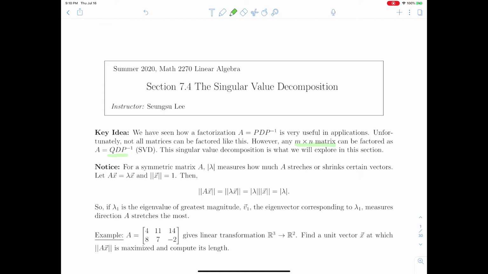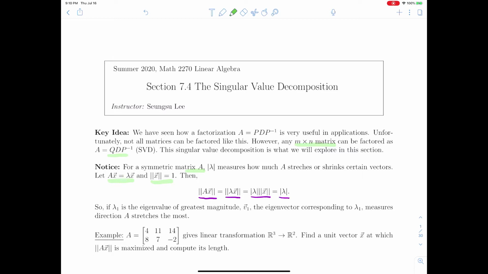So let us first see when A is a symmetric matrix. If A is a symmetric matrix, lambda is an eigenvalue of A, and x is an eigenvector corresponding to lambda with magnitude equal to 1, then the magnitude of A times x equals, by the definition of the eigenvector, the magnitude of lambda times x. If you factor out this scalar, we get the absolute value of lambda times the magnitude of x, but the magnitude of x equals 1, so eventually you get the absolute value of lambda.